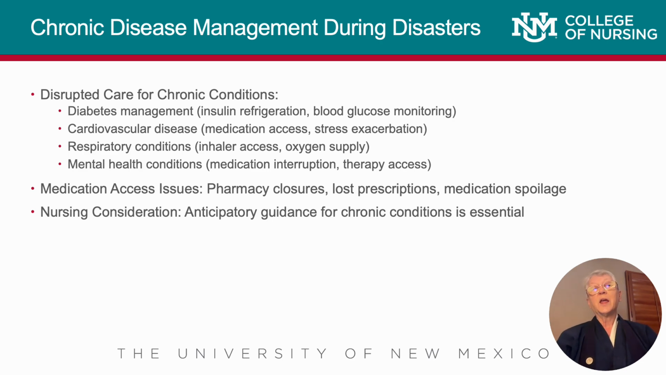As nurses, anticipatory guidance for patients with chronic conditions is essential. In your community health rotation and in practice, you should be teaching patients to have emergency supplies and medications, to keep a list of their medications and dosages, and to have a plan for how to access care if their usual provider is unavailable, and to wear medic alert identification.